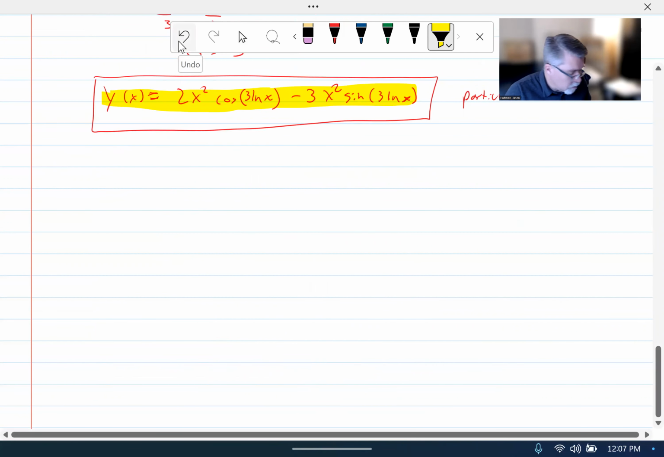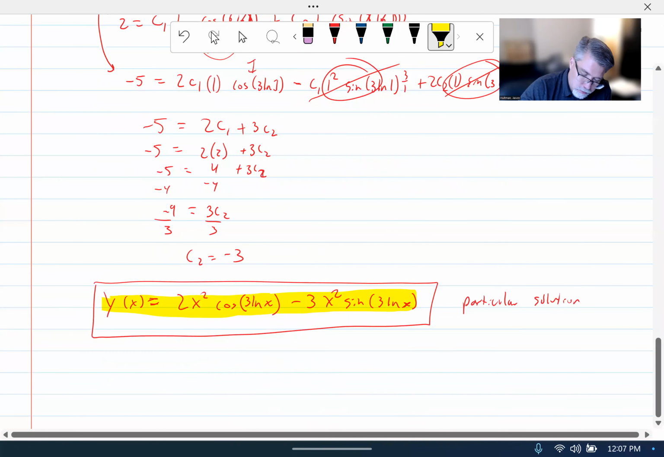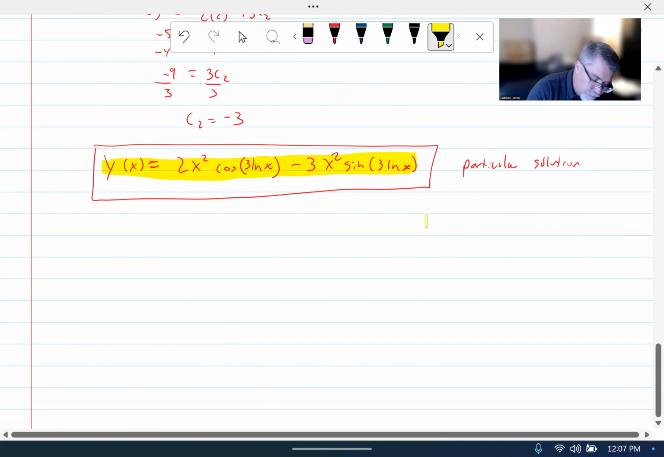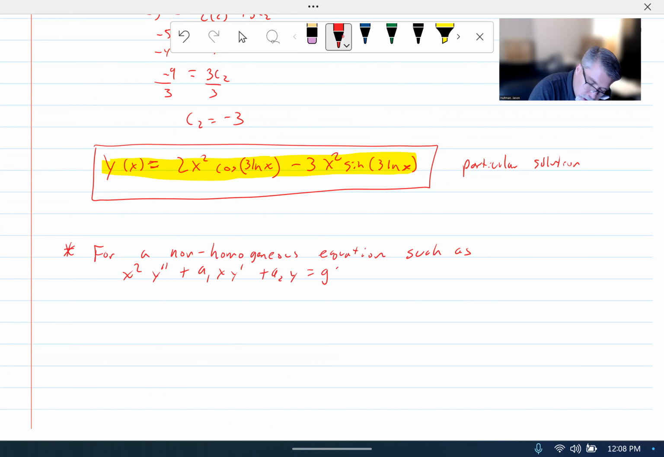Okay, let's do one last example here. What happens though when we have a non-homogeneous equation, such as x squared y double prime plus a1xy prime plus a2y equals g of x.